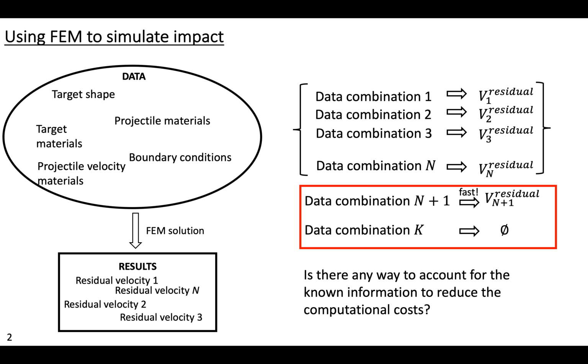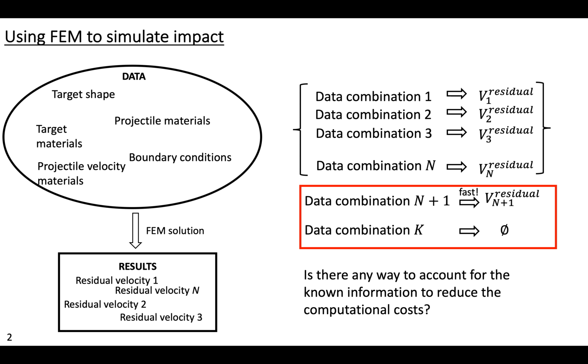For combination 1, we get the residual velocity value. For the next combination, we get the second value for the residual velocity, etc., up to data combination number n, for which we get the nth residual velocity. And we have all this data. We have this n-sized data set. But we want to get a new result for the new data combination n plus 1, and we want to get it fast.